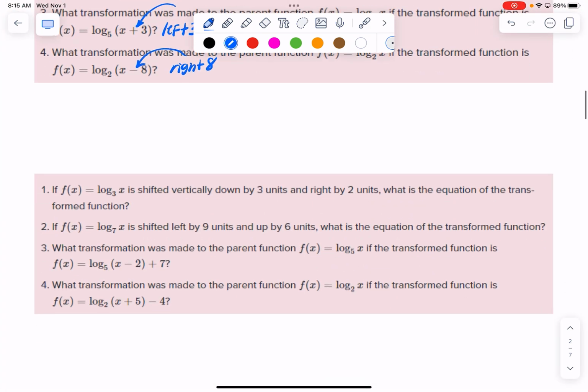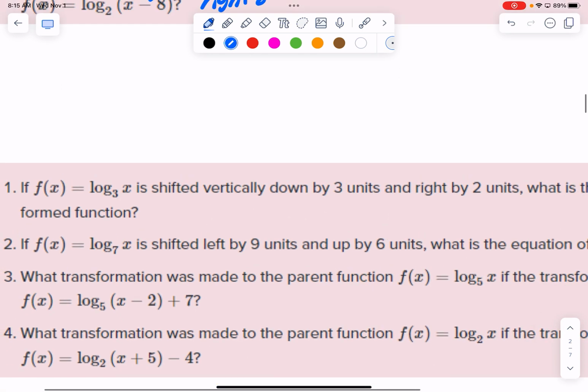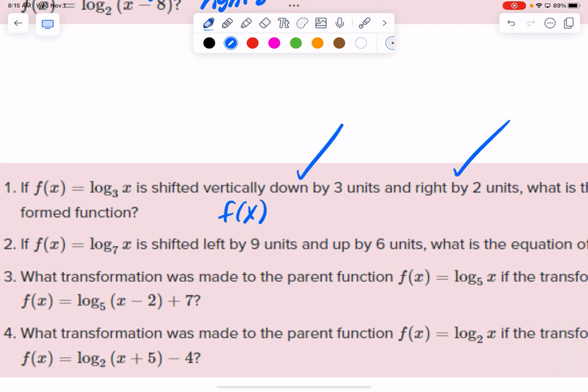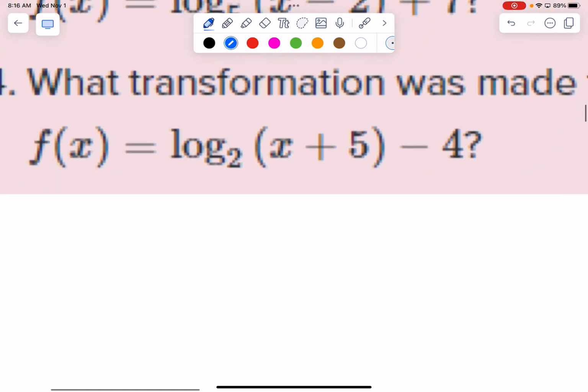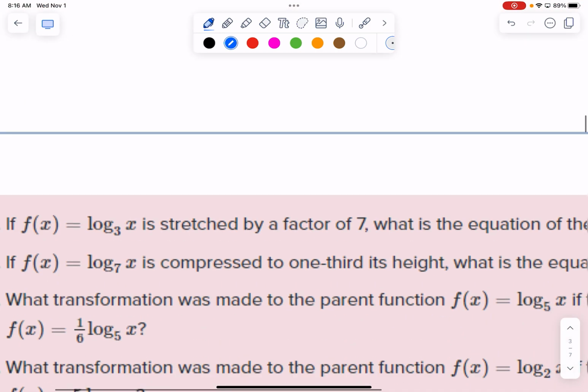And then now it just says, what is the transformation if it's shifted down by 3 units and right by 2? Now they're just putting 2 of them on. So you'll say f of x equals log base 3 of x minus 2 is right 2. Down by 3, minus 3. This is all pretty easy, right? Okay, moving on. What is the shift? Left 5. Down 4. Those are going to go super quick on the homework.